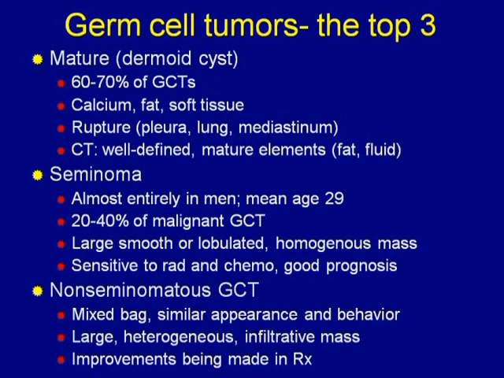And then there's another mixed bag of tumors, the non-seminomatous germ cell tumors, which have quite a variable appearance, may have cystic areas, may have calcium, but they tend to be bigger, infiltrative appearing. They often are confused with lymphoma, given how infiltrative and invasive they look. And they tend to do pretty poorly, although there are improvements made in treatment.